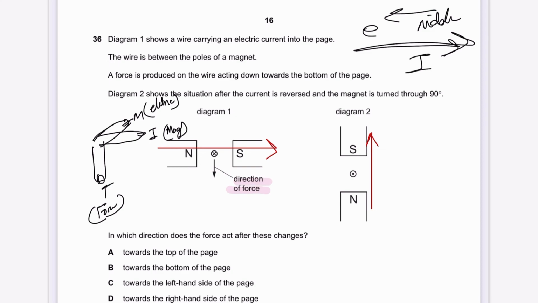Now the direction of current is outwards, so your middle finger will be pointing upwards. Your index finger is towards the north. This is your middle finger, and your thumb is pointing here. So where is it pointing towards? It's pointing towards the left-hand side of the page, which indicates the direction of force.